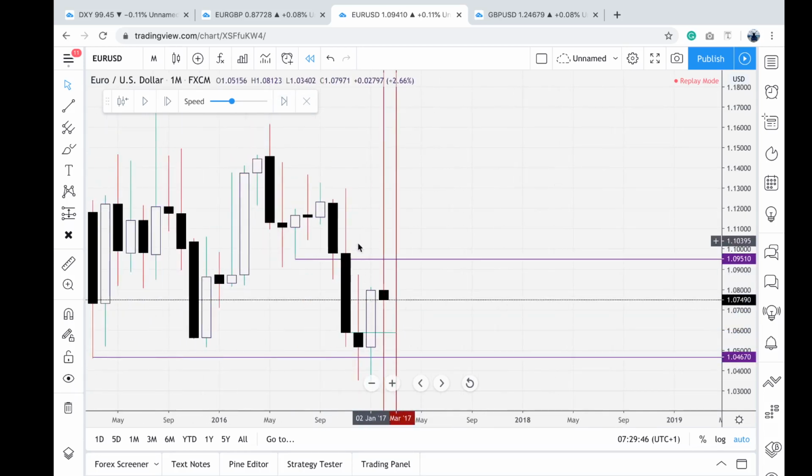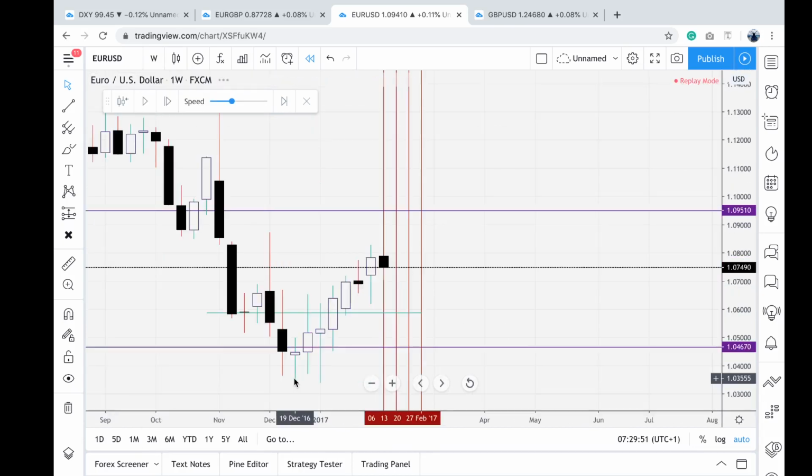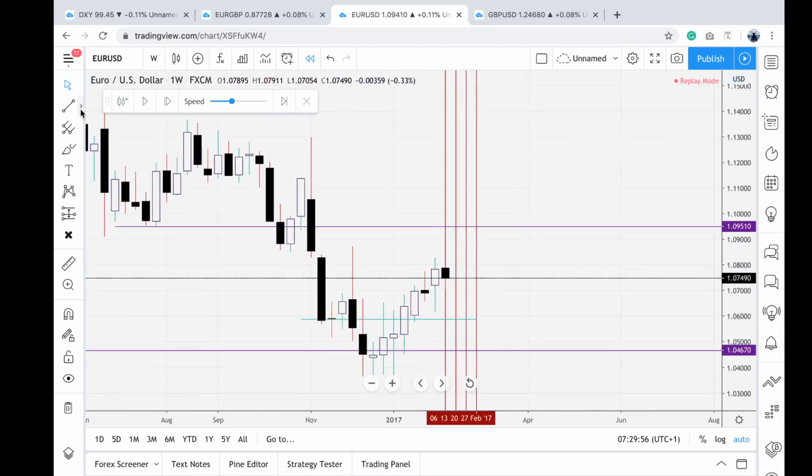So we're going to have to take into consideration different factors. We simply shift to the weekly. Let's see what price actually shows on the weekly time frame. Right, so on the weekly time frame, let's see if we got to this level.